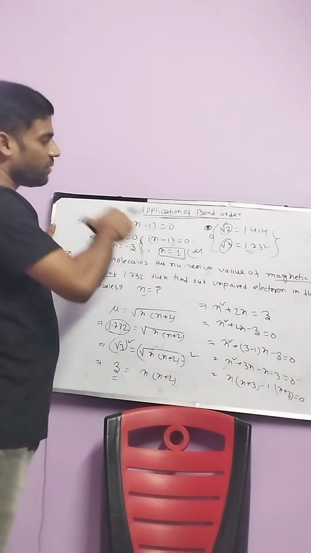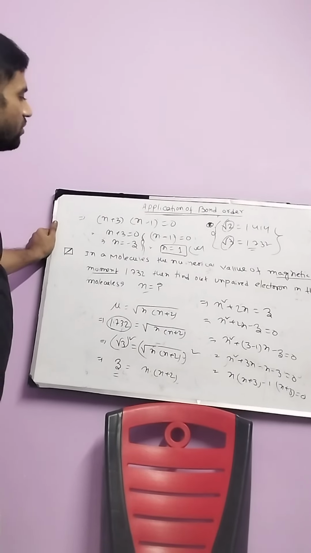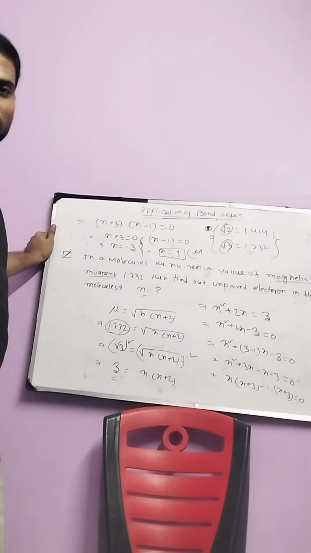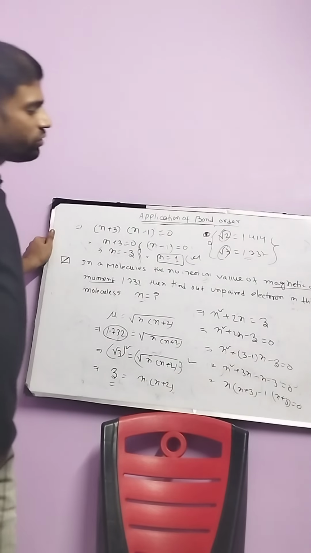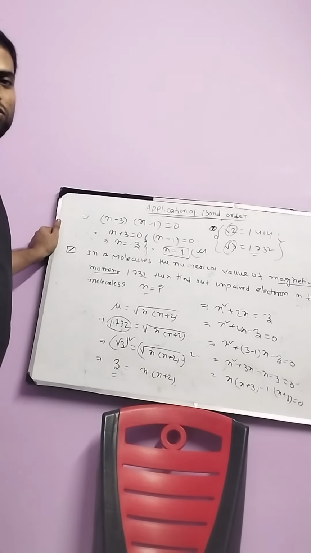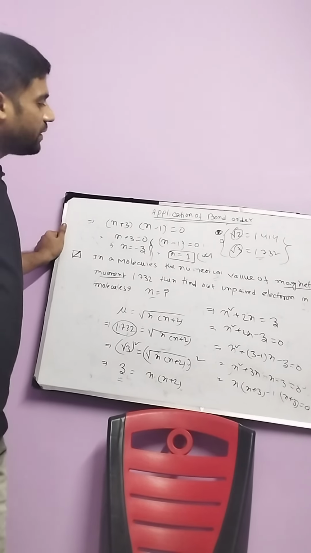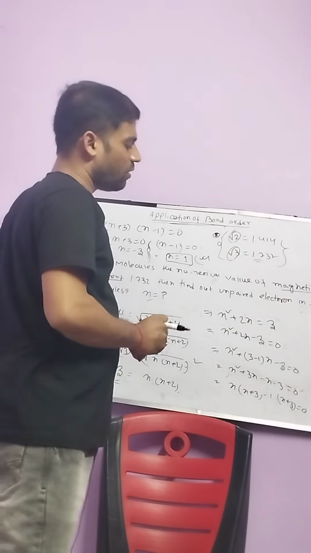Then this is the topic of the application of bond order, that is, the determination of bond order. That means how you find the bond order: rule 1 is for less than or equal to 14 electrons, and rule 2 is for greater than 14 electrons. The application of bond order is very important for competitive exams.